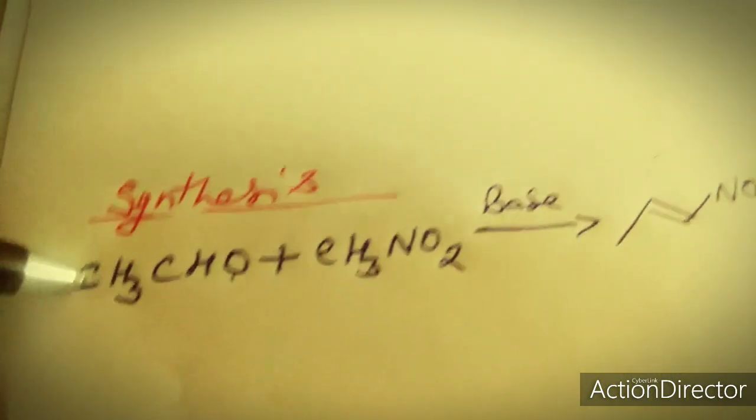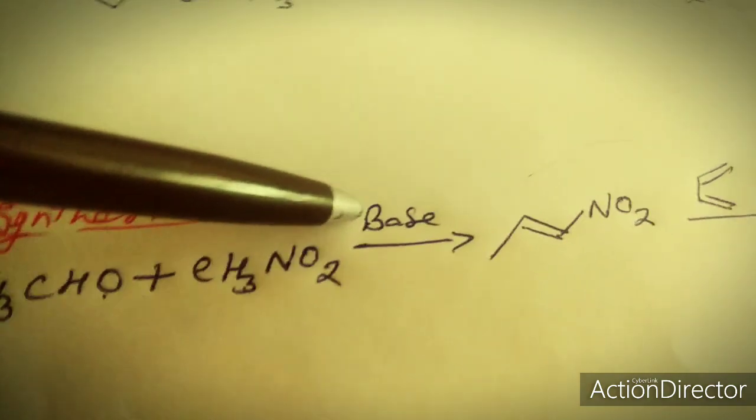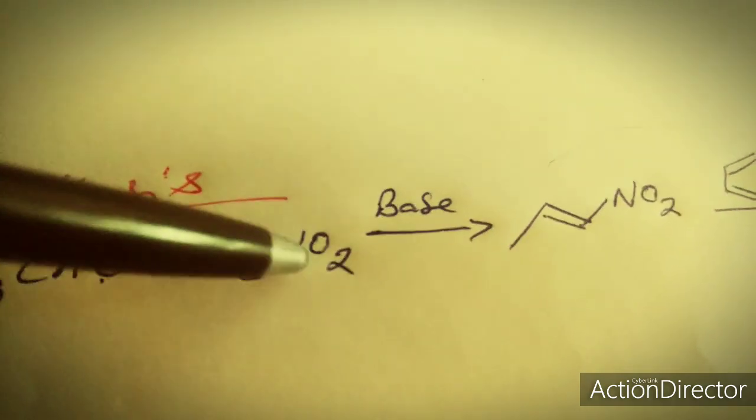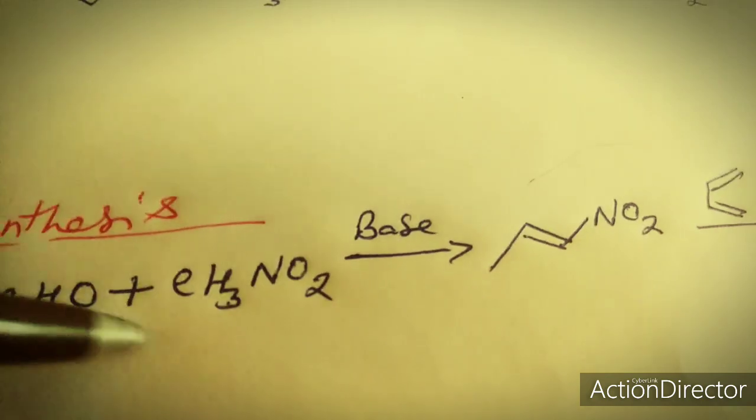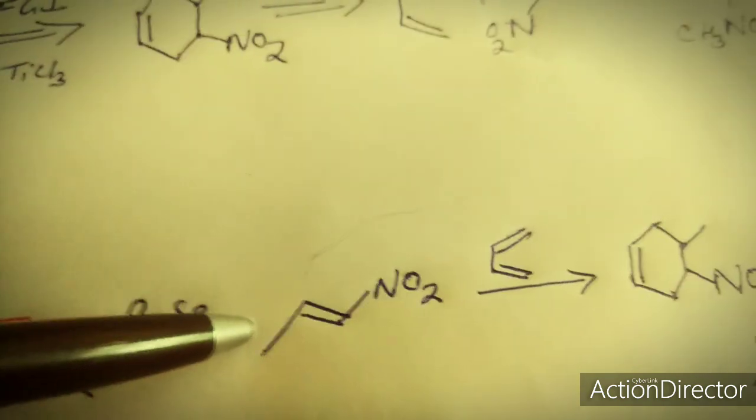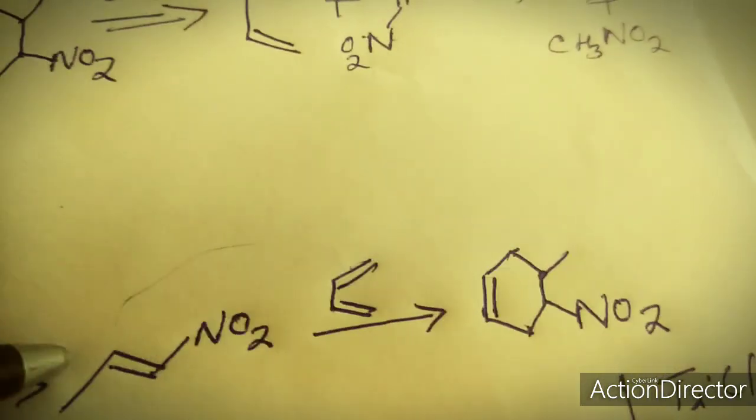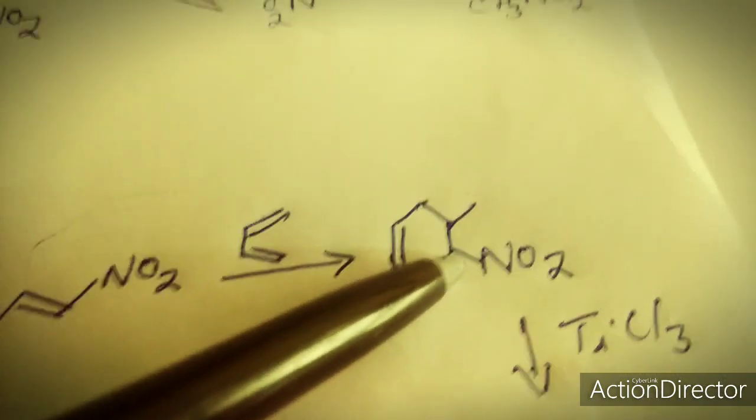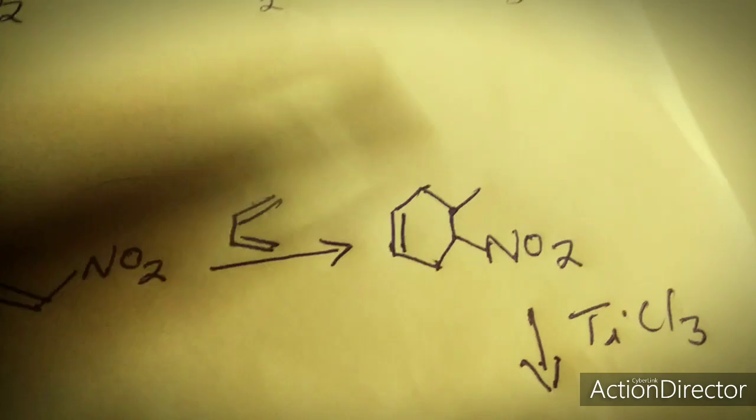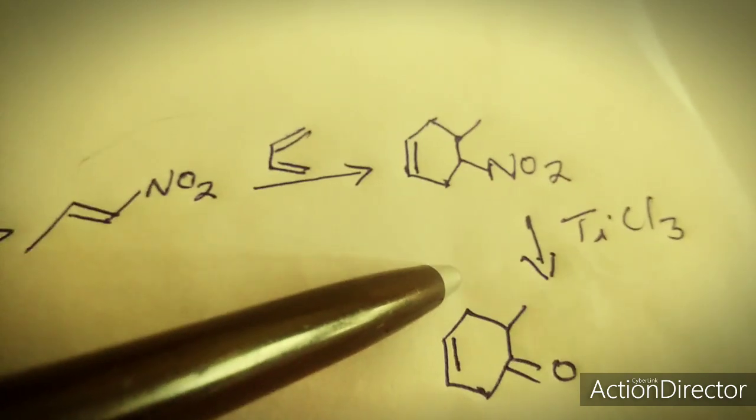Let's start the synthesis. CH3CHO with CH3NO2 in the presence of a base will give rise to, because here this is NO2, H2 from here, O from here, this trans product. This dienophile will add to this diene to give us the cyclic derivative with NO2 at one end and CH3 at the other. This, on reacting with TiCl3, what we did earlier in the functional group interconversion, is converted into the carbonyl derivative. So we get the target molecule.